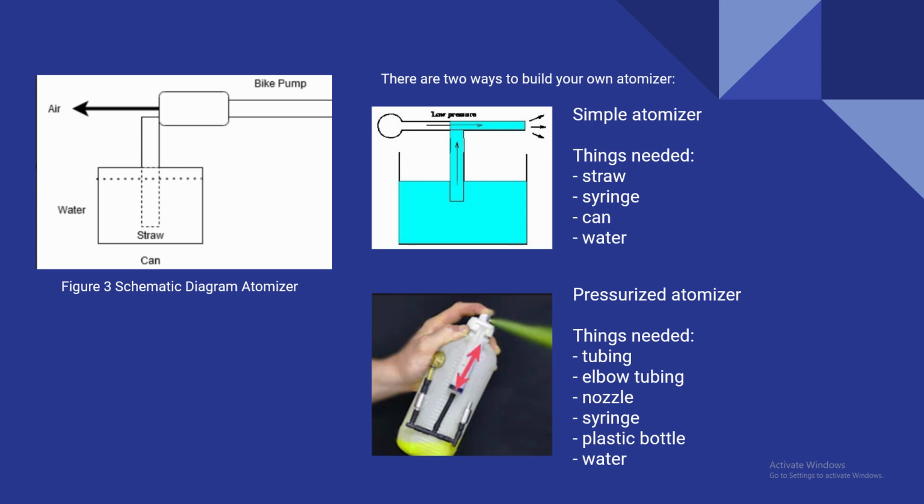And the second one is the pressurized atomizer. In this method, we use a syringe or bike pump in our project to pump into the plastic bottle to create a high pressure inside the plastic bottle, and when we push the nozzle, the high pressure in the bottle will push the water into the tubing and go out through the nozzle.